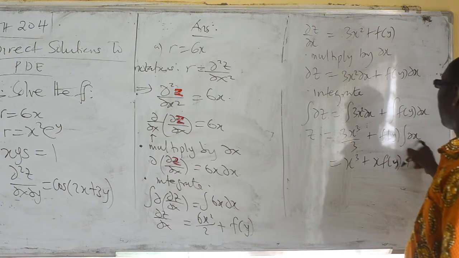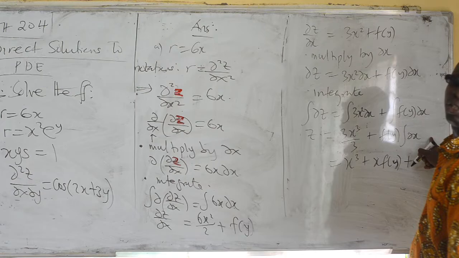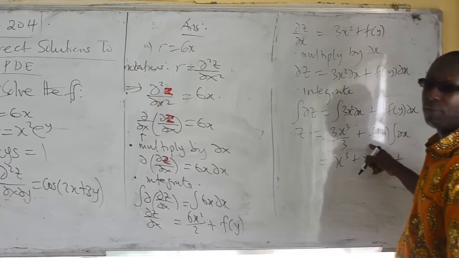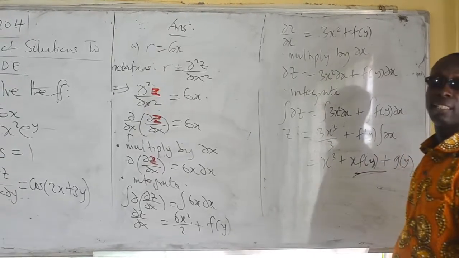What is the constant? After integration, we put the constant. The constant for this will be a function of a different letter, y. But this time I'm not going to use f because f is there. So we're going to use g of y. And this is the answer.